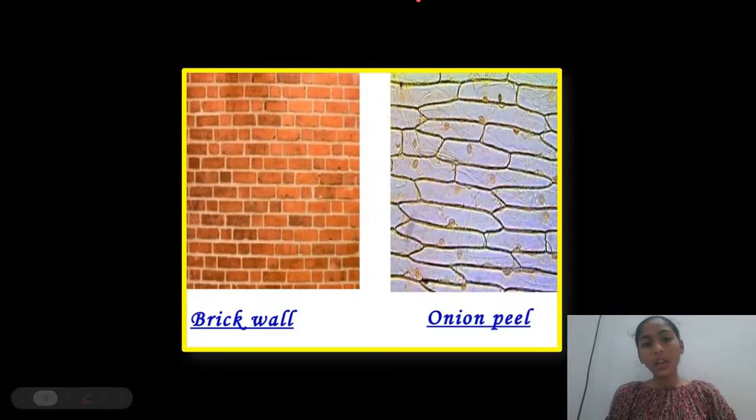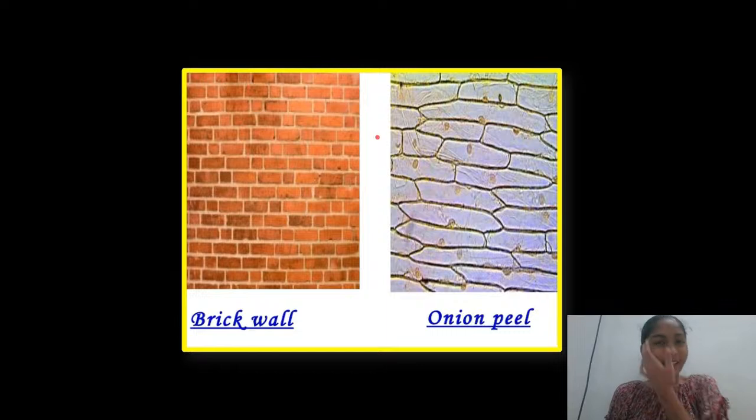Brick wall, onion peel. So, brick wall, not under microscope, sorry. This is onion peel under microscope, and this is brick wall in our view. So, don't they both look similar? Very similar, right? This is also having mini bricks, and this is also having mini bricks, right? But you can find one difference between these.